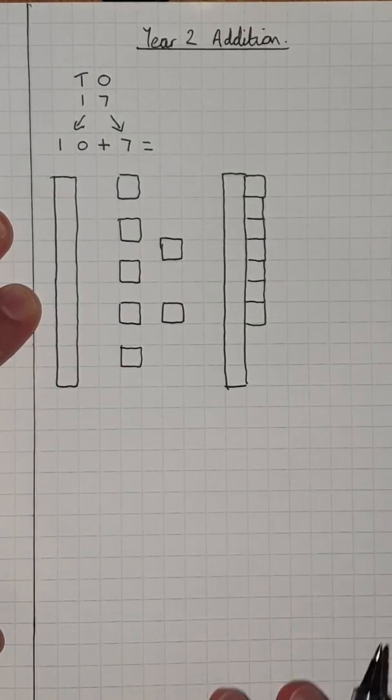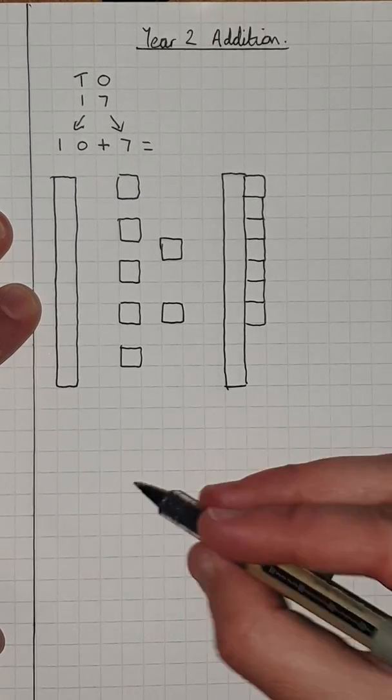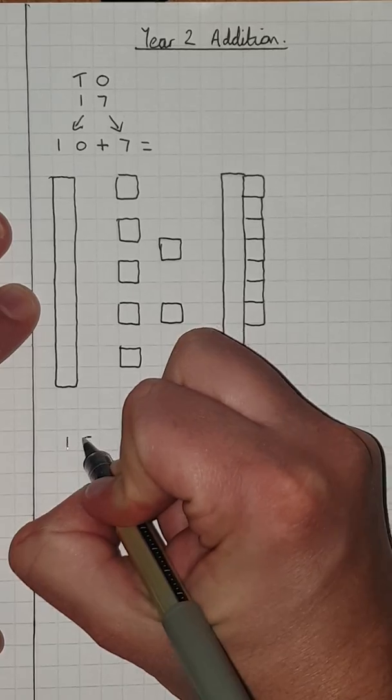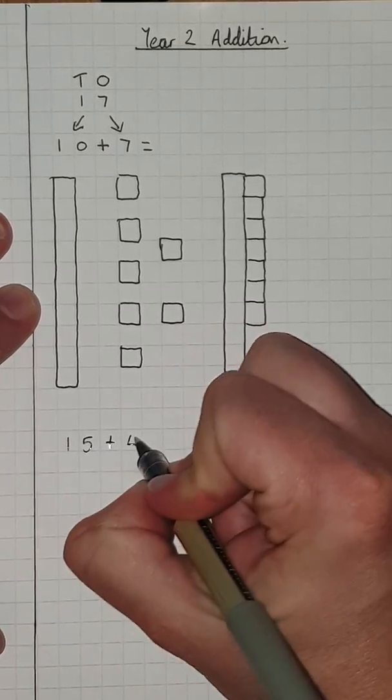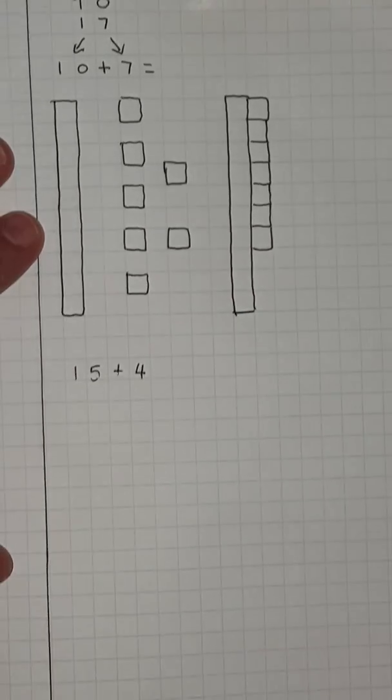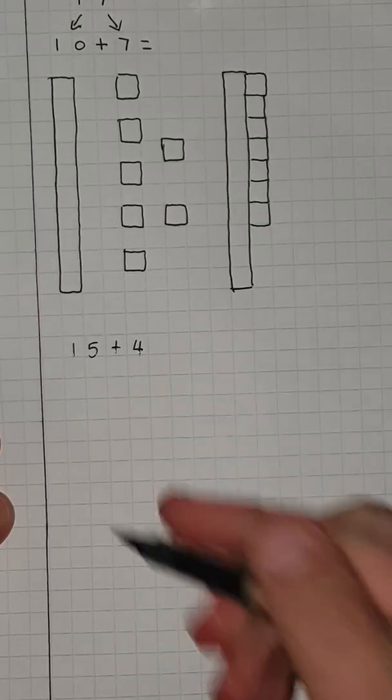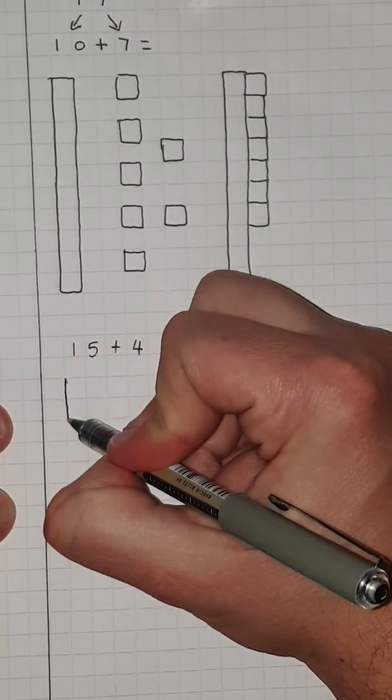Once they're secure in this and they can do this with a variety of numbers, I would start addition, and I would start that off with a very simple addition. So for example, 15 add 4.